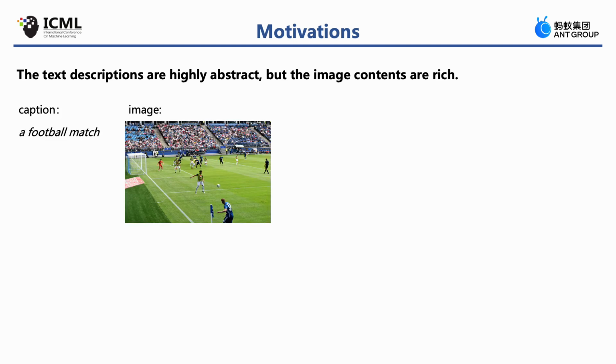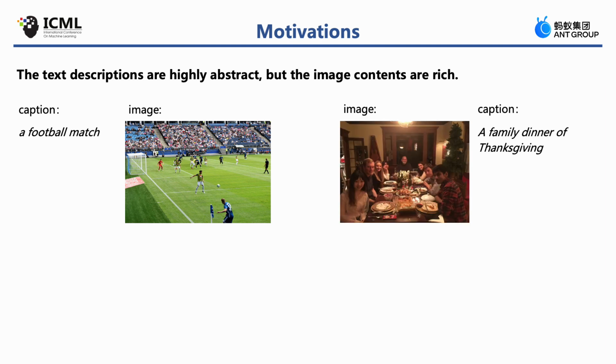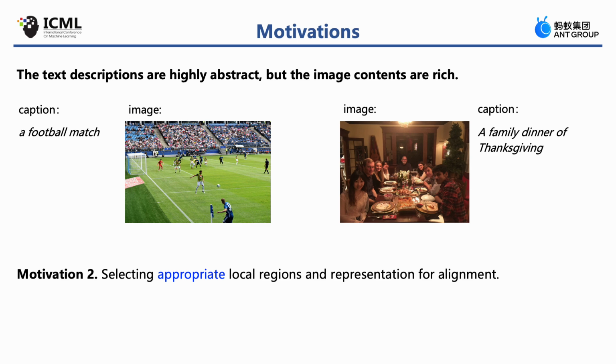For example, the caption a football match may well imply a vivid scene of a great field, multiple players, and a crowded audience, while the caption of a picture about the family dinner of Thanksgiving Day would really delineate the furniture in the room in detail. Therefore, it's necessary to choose appropriate local regions and representations for the alignment.